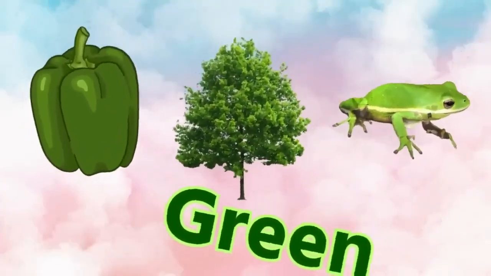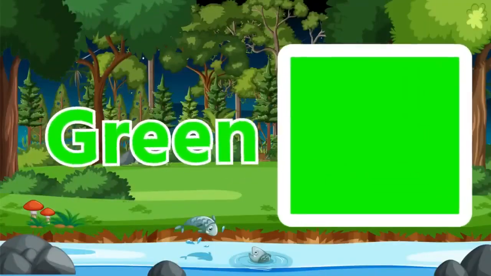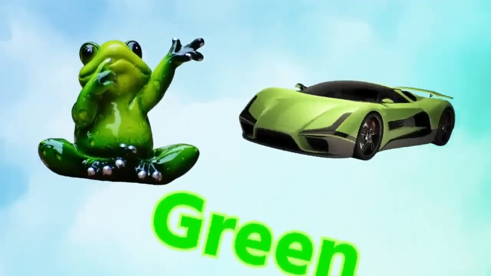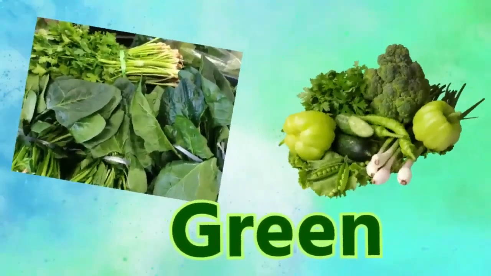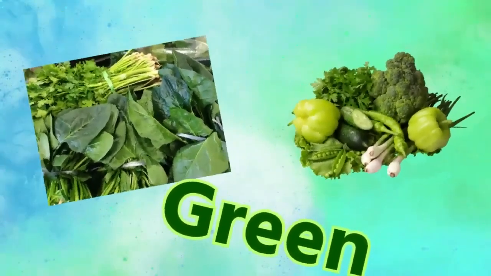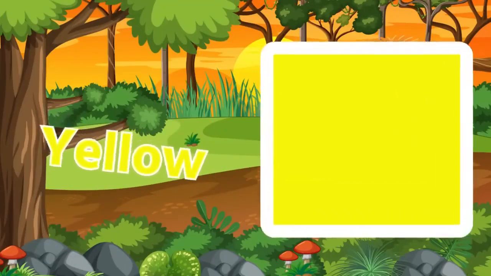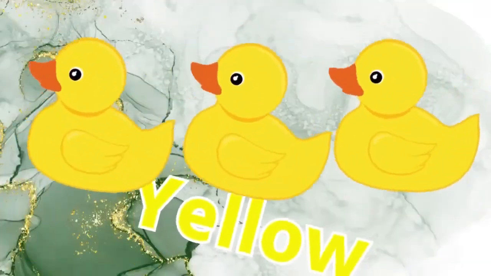This is green. The color green. Green, green, green, fresh and clean. Do you know what color this is? This is green. This is yellow. The color yellow. Yellow, yellow, yellow, bright and mellow.